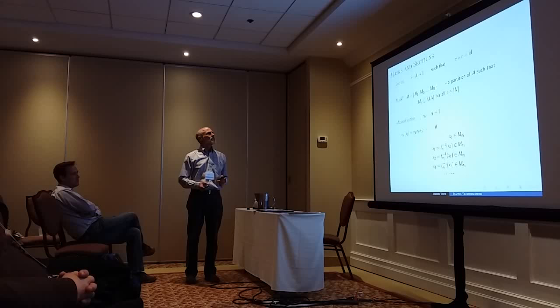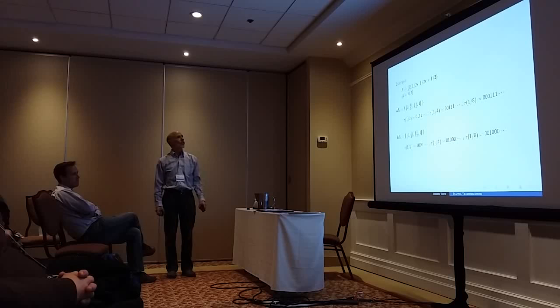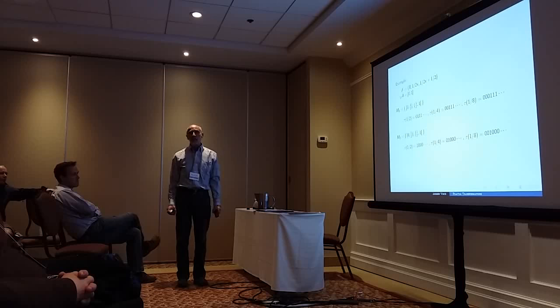Okay, here's the same simple example I had before, where the attractor is 0, 1. There's not much choice here for the mask. The mask has two sets in it.